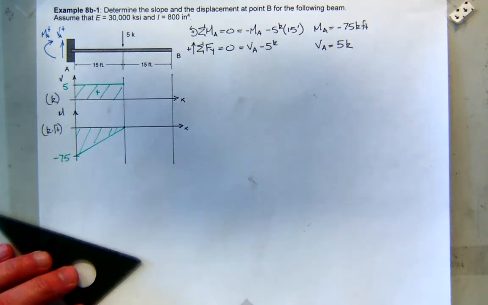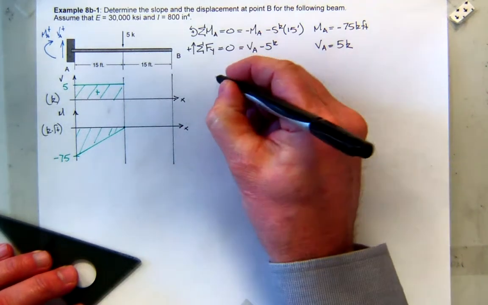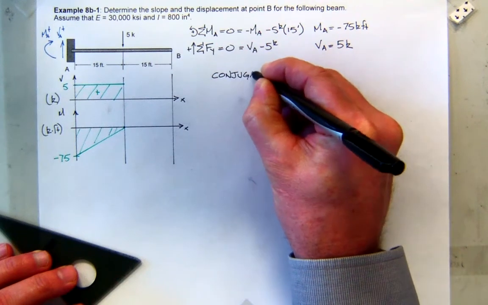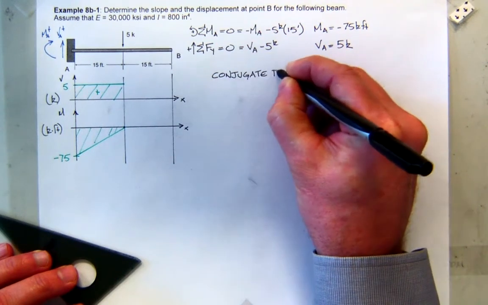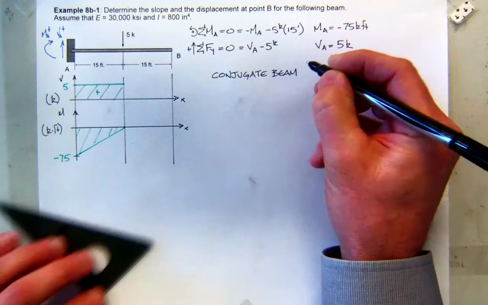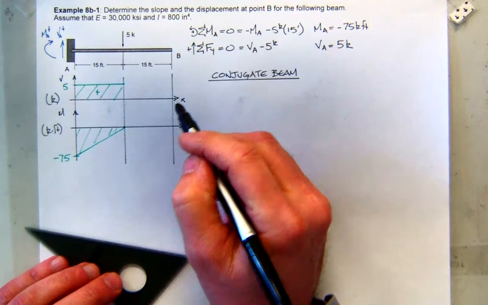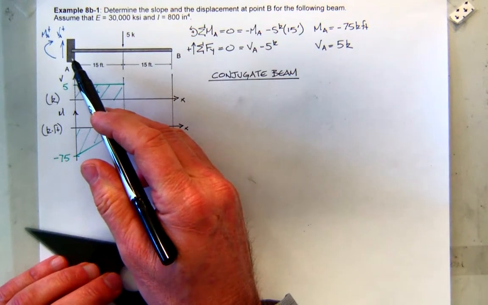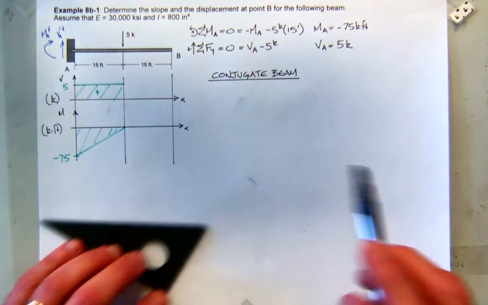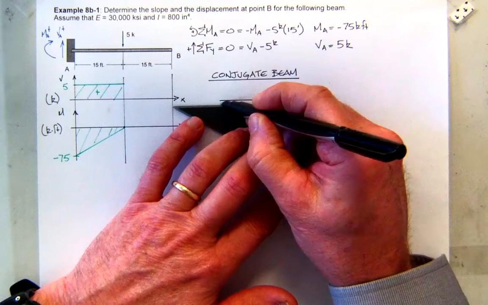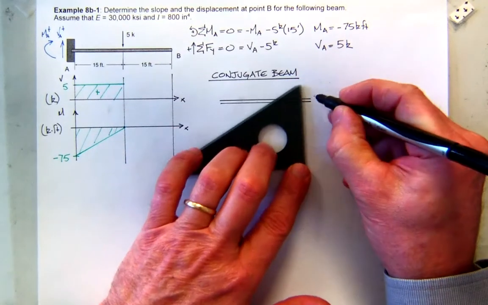So let's see how best I can. I'll put my conjugate beam here. Let's see if I can squeeze this in. So our conjugate beam geometry: the fixed connection of the real beam becomes a free end, and the free end becomes a fixed end. So we get a structure that looks like this.